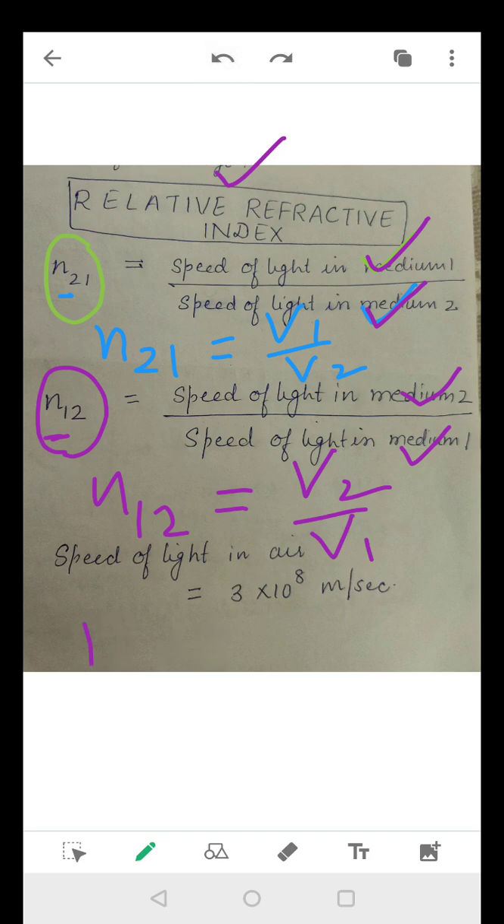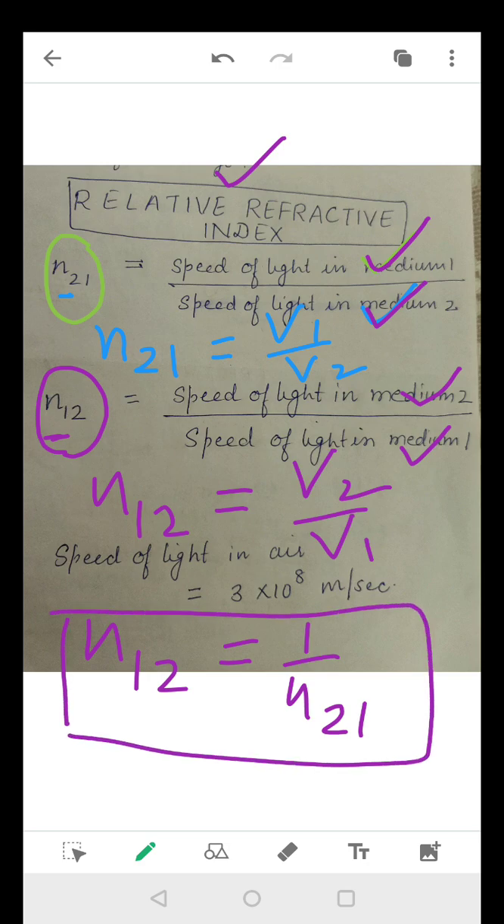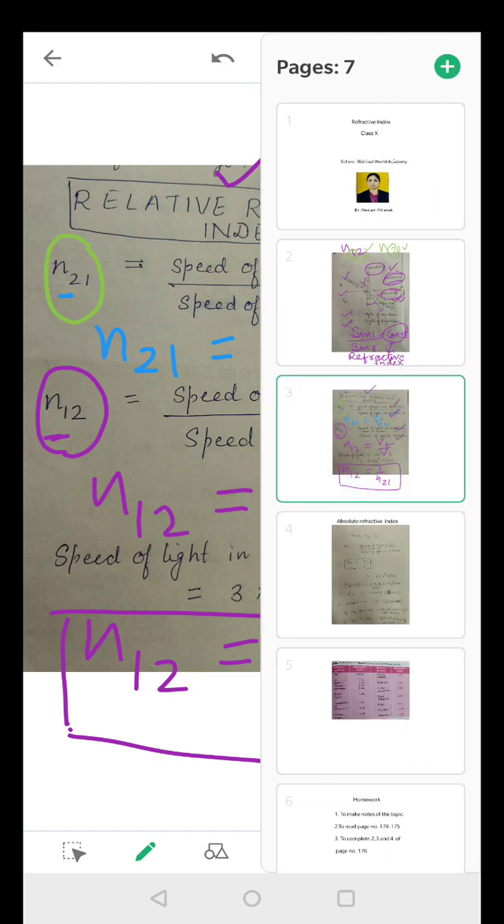Now one more important thing, N12 will be equal to 1 by N21. Okay, this is again a very important one. N12 will always be equal to 1 upon N21, right? Okay, let's go to the next slide.